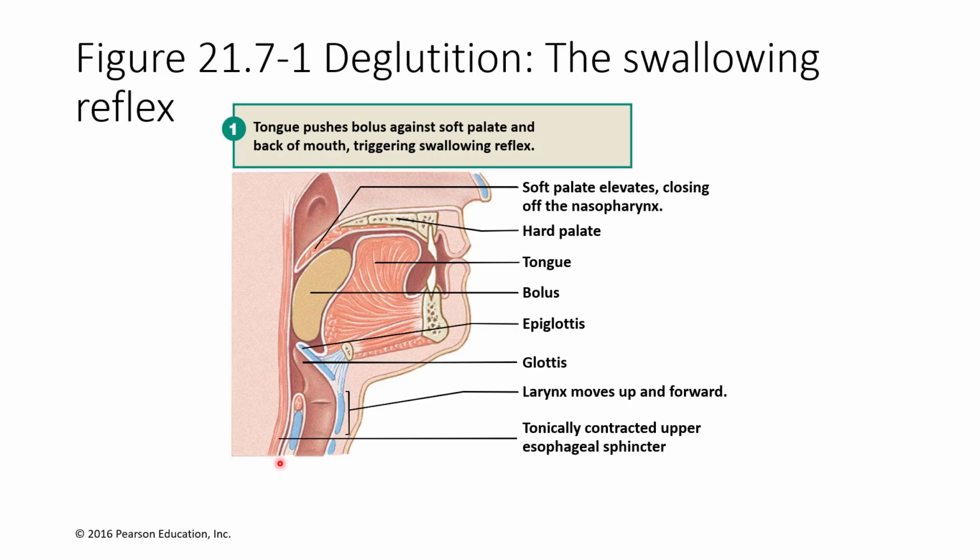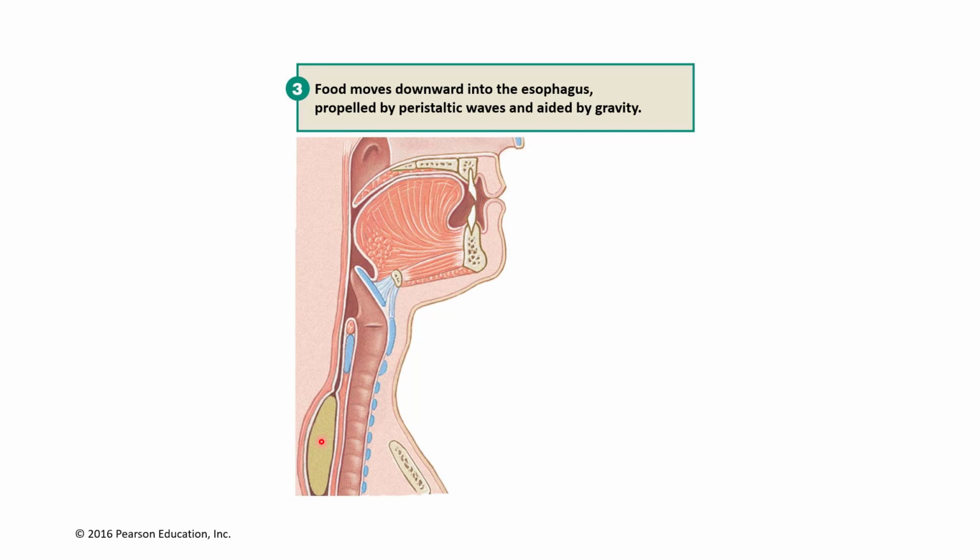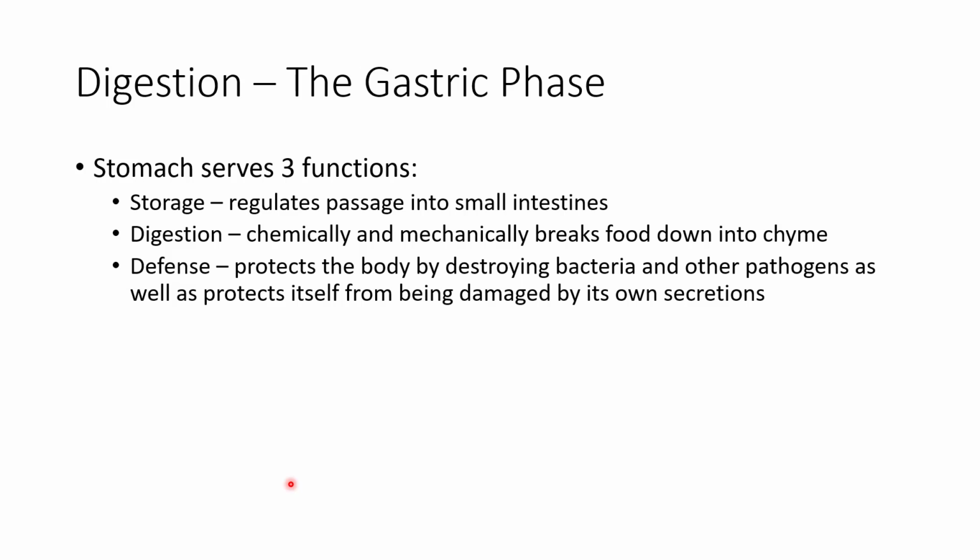And the way deglutition works is once you've chewed your food, you create a bolus and you push it against the soft palate in the back of the mouth. And what that does is it's going to trigger the closing of the glottis to ensure that we don't put food into the trachea and then choke on it. And it's also going to relax the esophageal sphincter. So that's what we see. The glottis closes, the esophageal sphincter opens, and then peristaltic contractions in the esophagus will move the bolus, along with gravity, into the stomach. Once we're in the stomach, we enter phase 2 of digestion, the gastric phase.